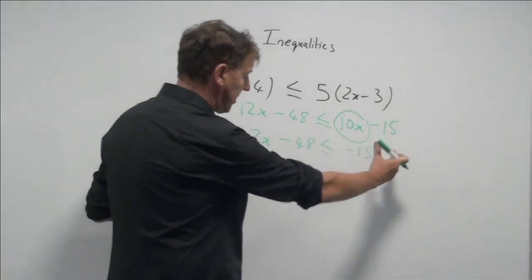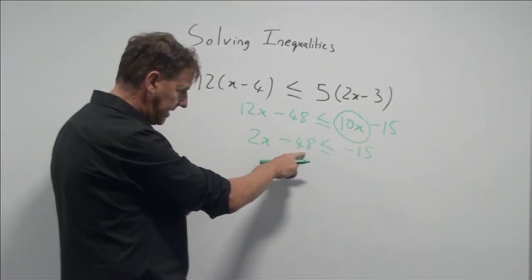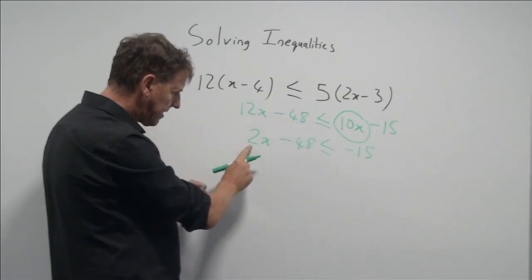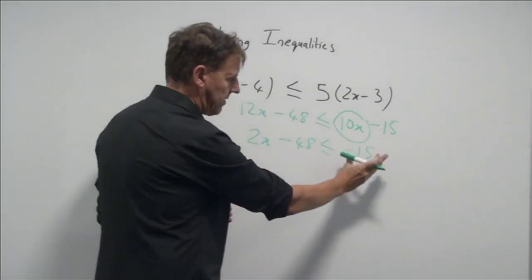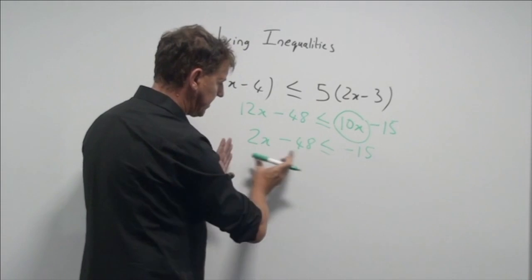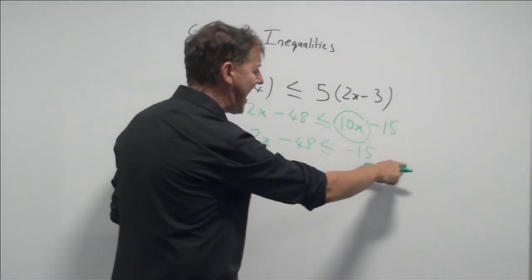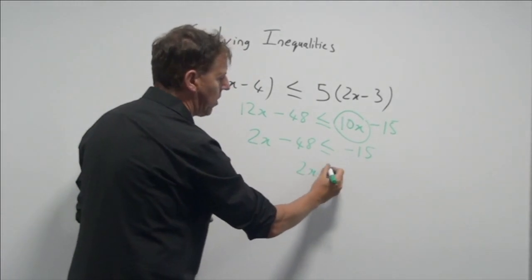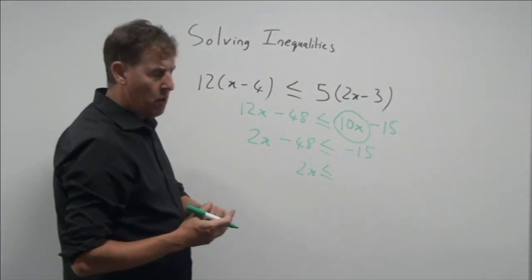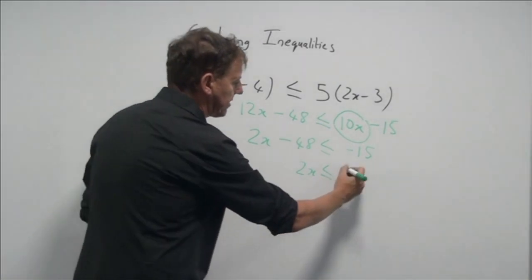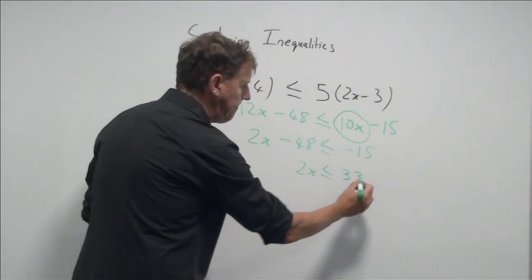Now I'm ready to solve this inequality. I'm going to get rid of that minus 48 because it's on the same side as the x. I'm going to get rid of this times by 2. I'm quite happy with that negative 15. It's not on the same side as the x. So how do I get rid of minus 48? I add 48. So I'm doing minus 15 plus 48, which comes to a grand total of 33.